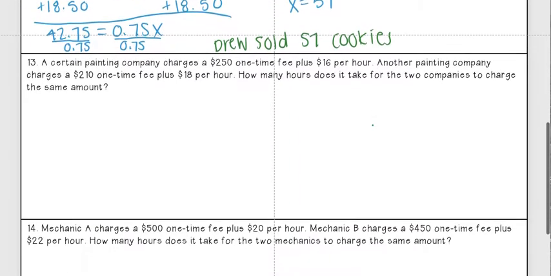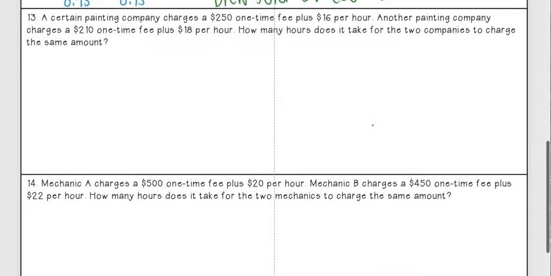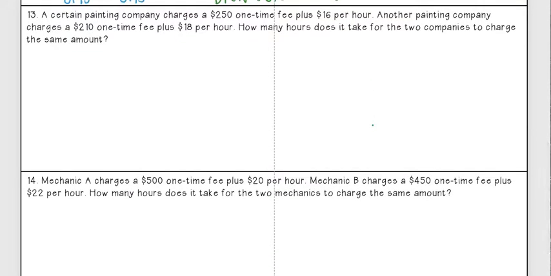Okay, now let's look at a little bit of a different one. So it says a certain painting company charges a $250 one-time fee plus $16 per hour. Another painting company charges a $210 one-time fee plus $18 per hour. How many hours does it take for the two companies to charge the same amount?